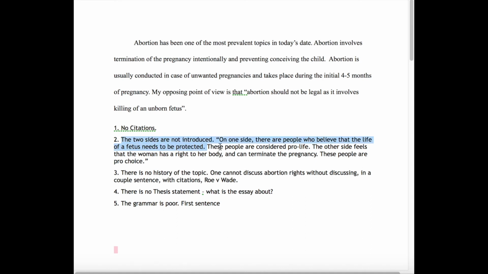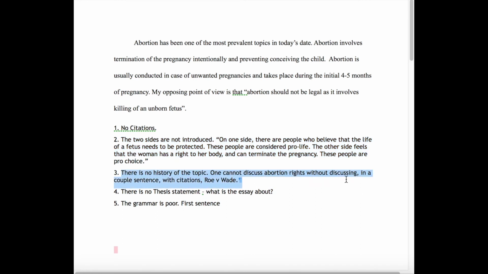Secondly, the two sides are not introduced. There should be something like I have written here. On one side, there are people who believe that the life of a fetus needs to be protected. These people are considered pro-life. The other side feels that the woman has a right to her body and can terminate the pregnancy. These people are pro-choice. Third, there's no history of the topic.